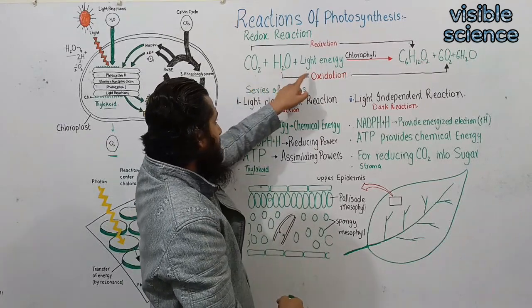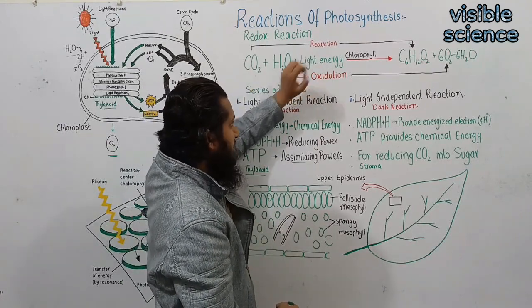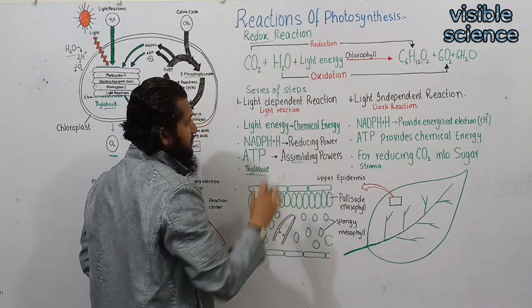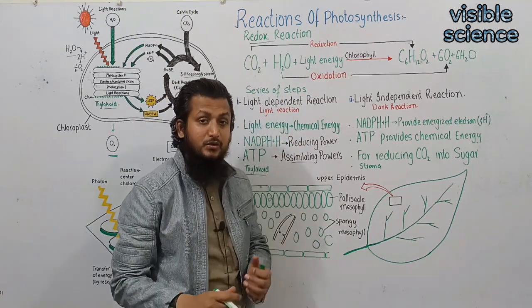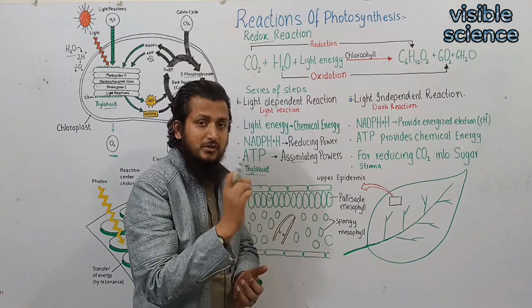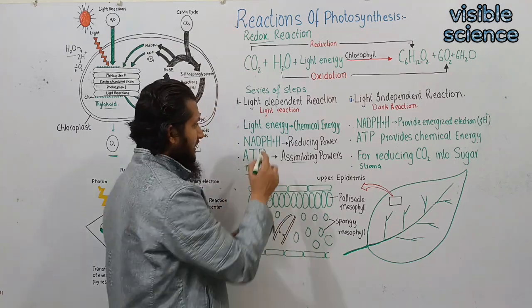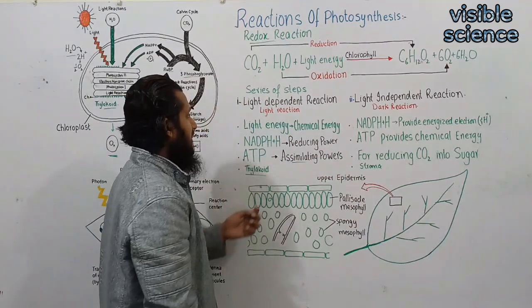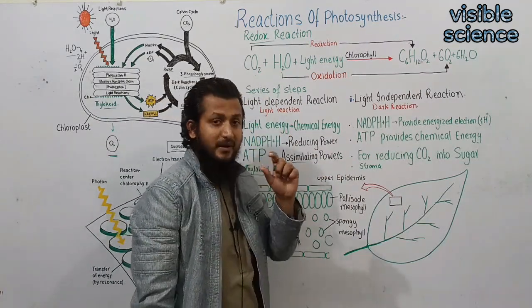In the same reaction, reduction and oxidation processes take place. That is why this reaction is called a redox reaction. Actually, this is not a simple reaction. It's a complex series of reactions in which there are two major reactions, the light dependent reaction and the light independent reaction. First, we will discuss the light dependent reaction.